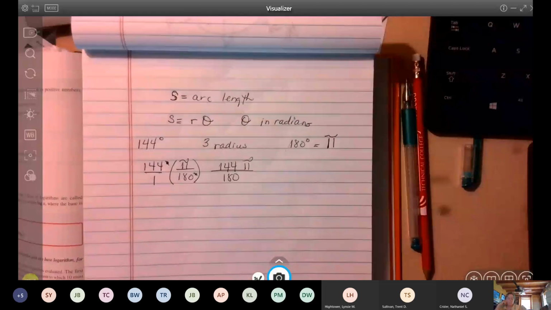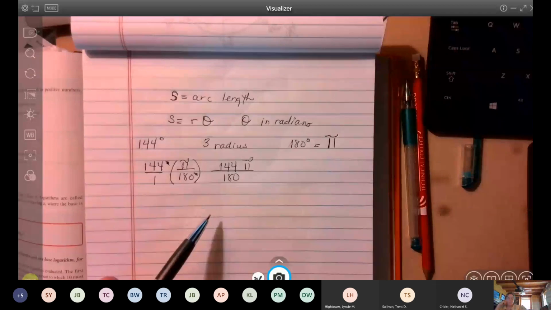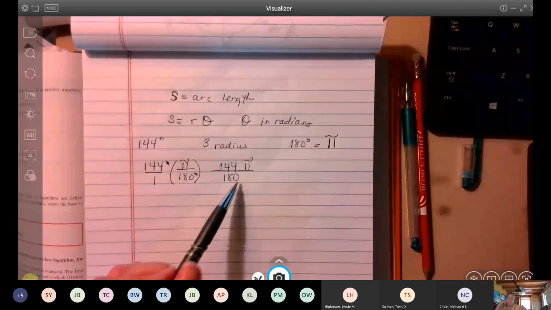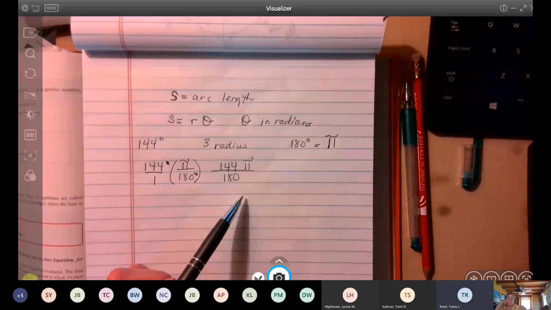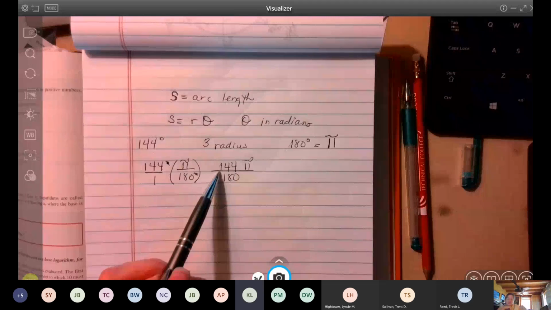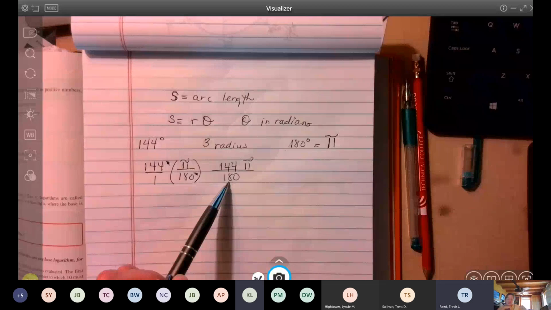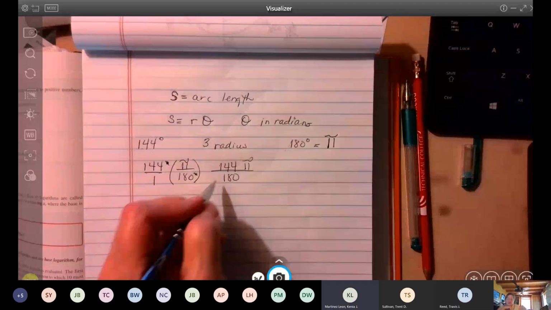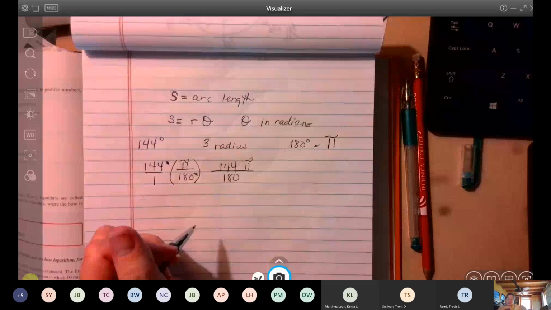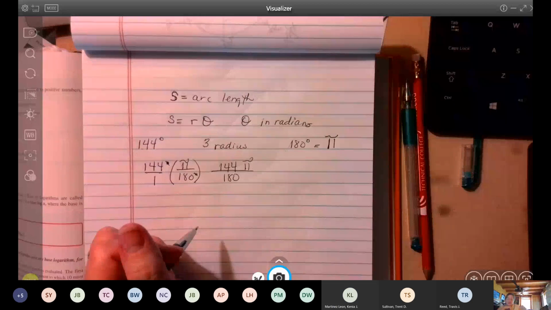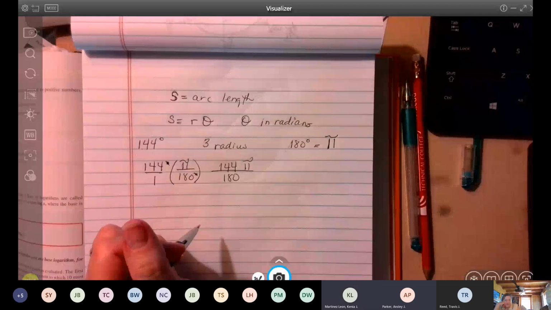it's going to give me what? 0.8 pi. Well, multiply it with the pi. So 144 times pi divided by 180. Give me a pi decimal, round. Oh, you said decimal? Yes, 3 places. 2.51.